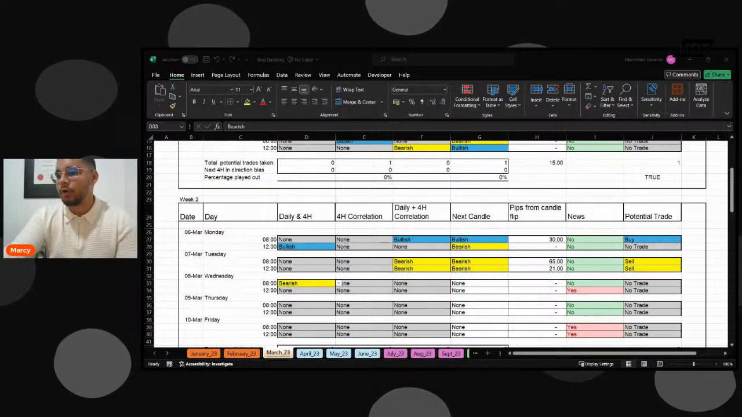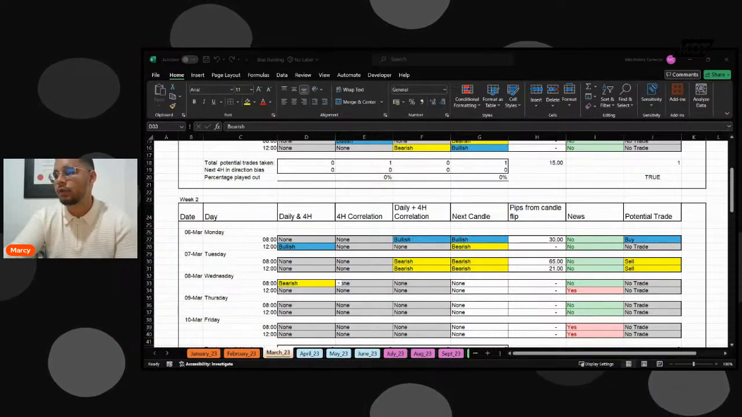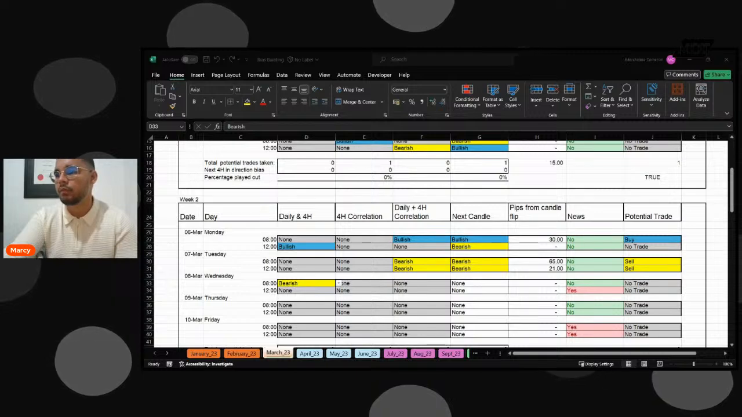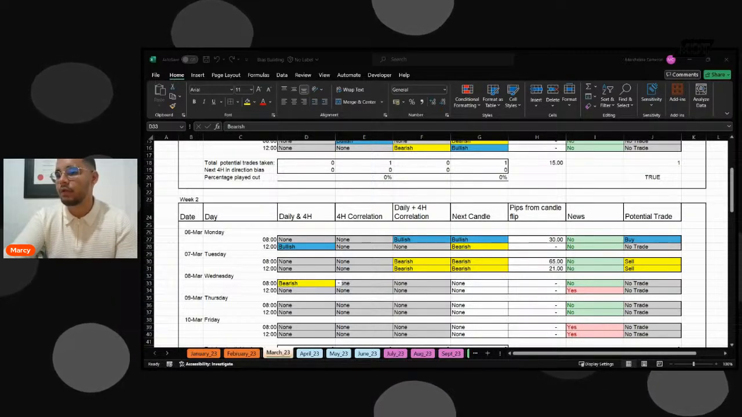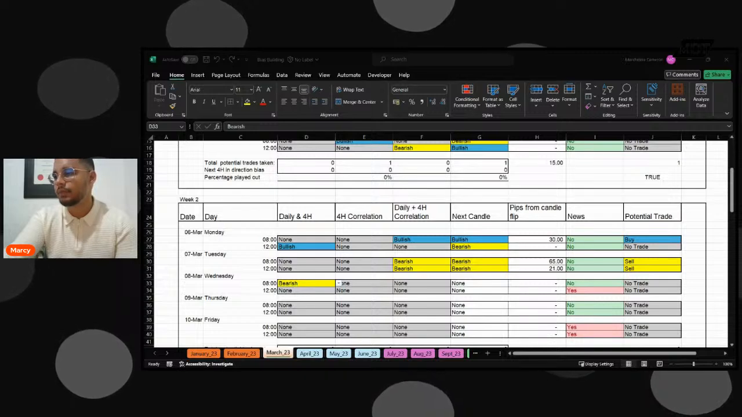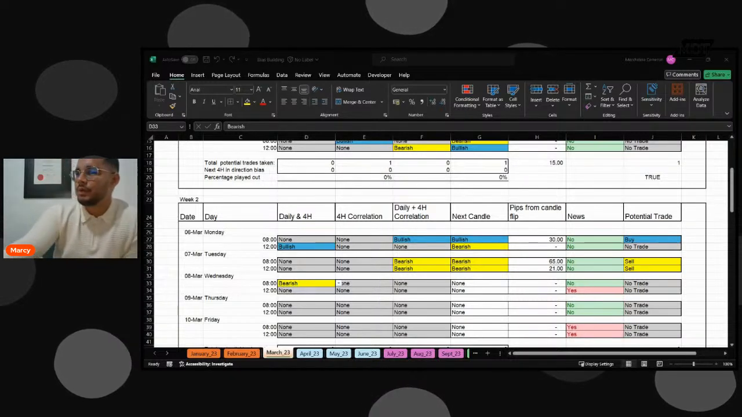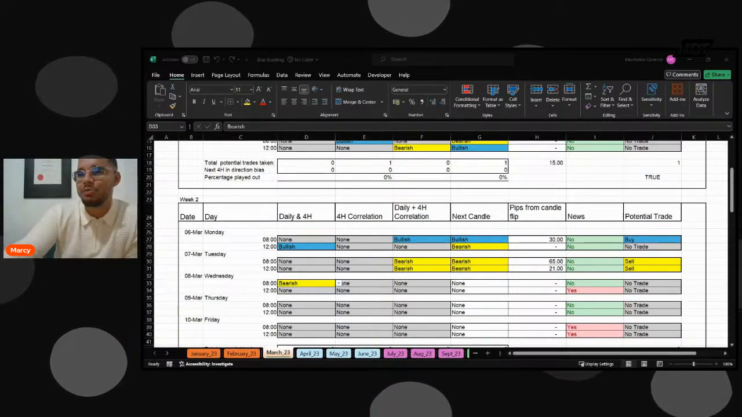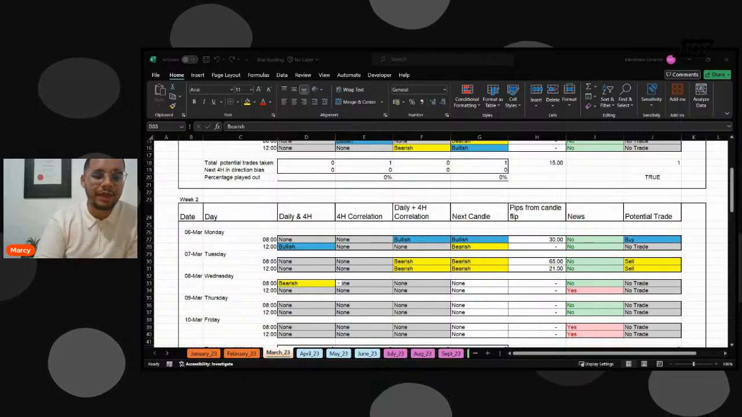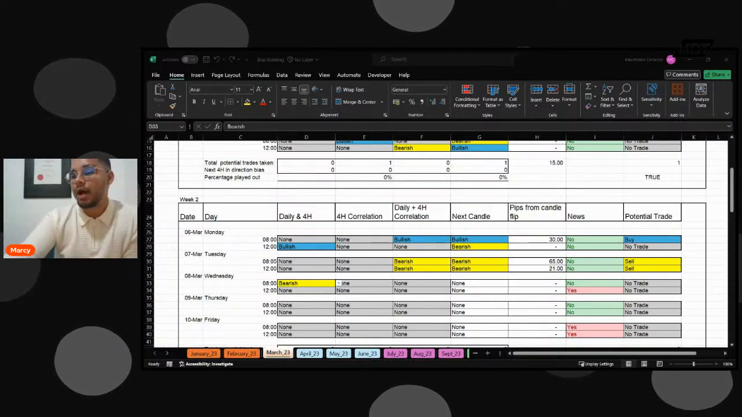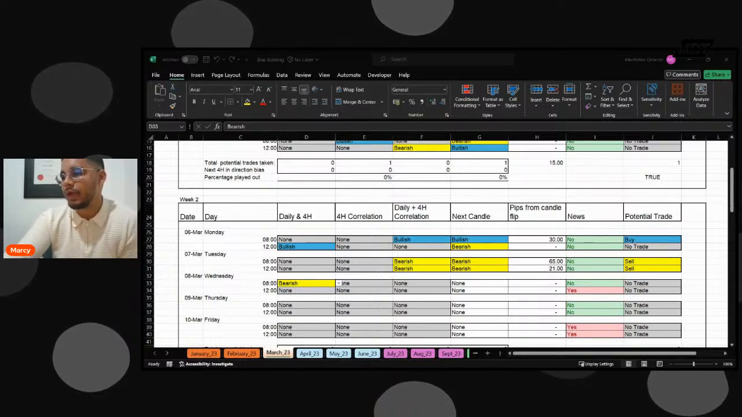What we have, a bullish candle, so we basically need bearish candles across all yen pairs. So we have 2 bearish candles, 3 bearish candles, 4 bearish candles. We missed that by 1 candle. So all we have is daily and 4H. So now we need to see what the next candle did. What did the next candle do?